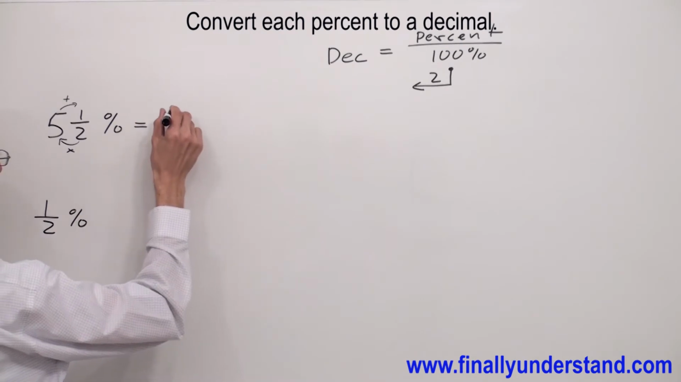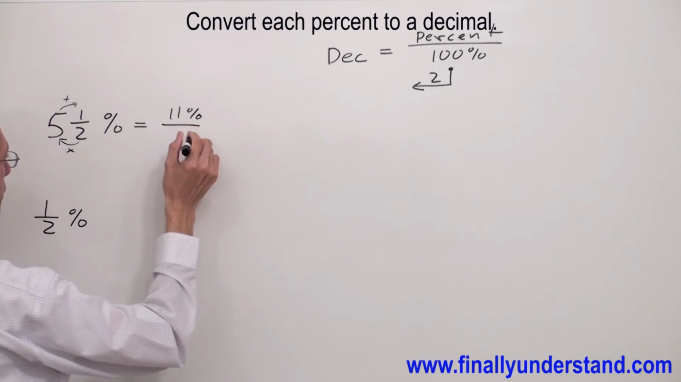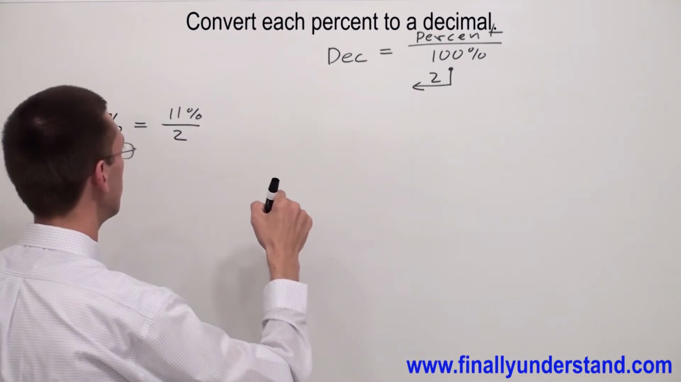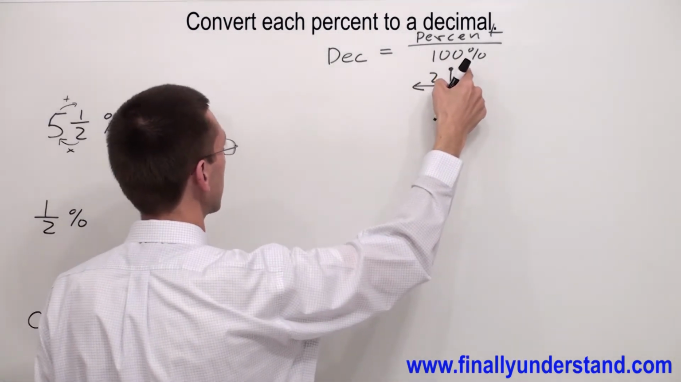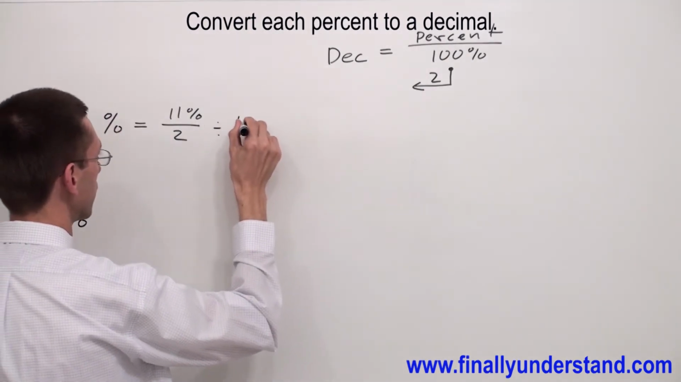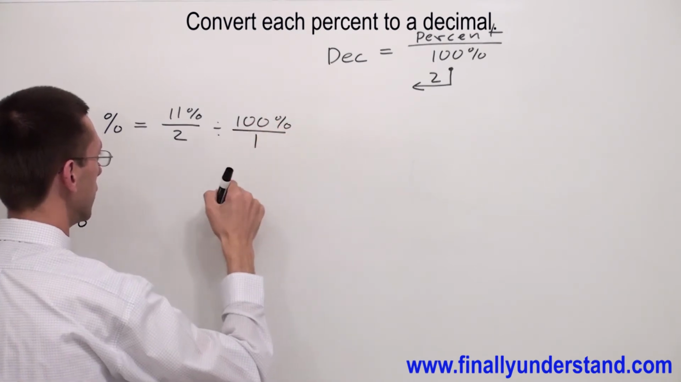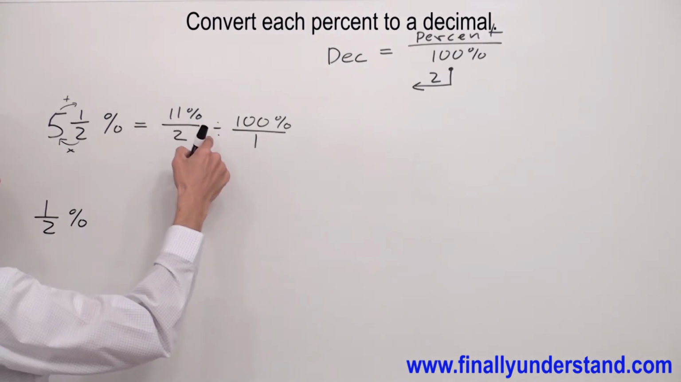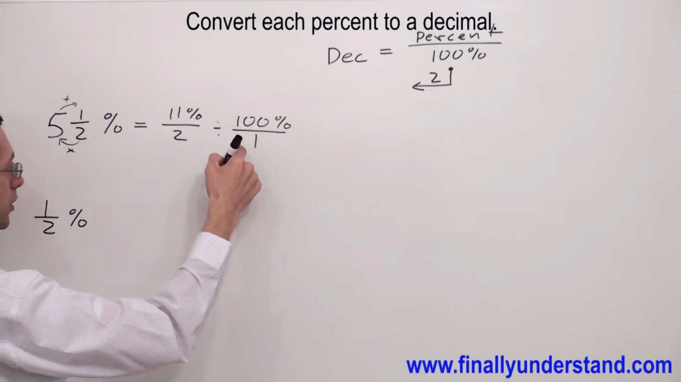So this is equal 11% over 2. Okay? Anytime we want to find the decimal number, we have to divide the percent by 100%. So that's why I'm going to divide this fraction by 100%. Okay? Remember, anytime we divide fractions, we have to keep the first fraction. Division we have to change to the multiplication, and we have to find the reciprocal of the second fraction.